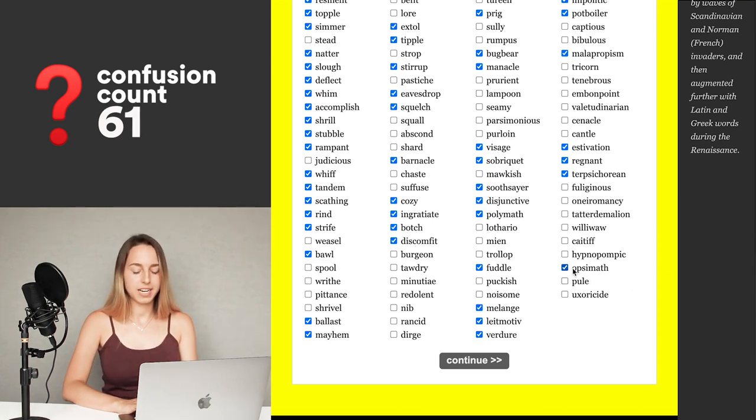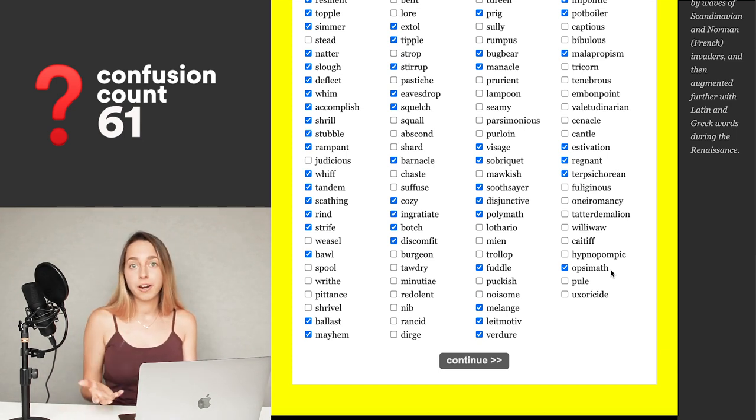Opsimath. Oh, right. I know this one. Opsimath is someone who starts learning something quite late in their life. So that's an opsimath. Can I be considered an opsimath if I start learning Chinese right now? I don't think so. Honestly, I think this is not a great word because it's never late for learning.